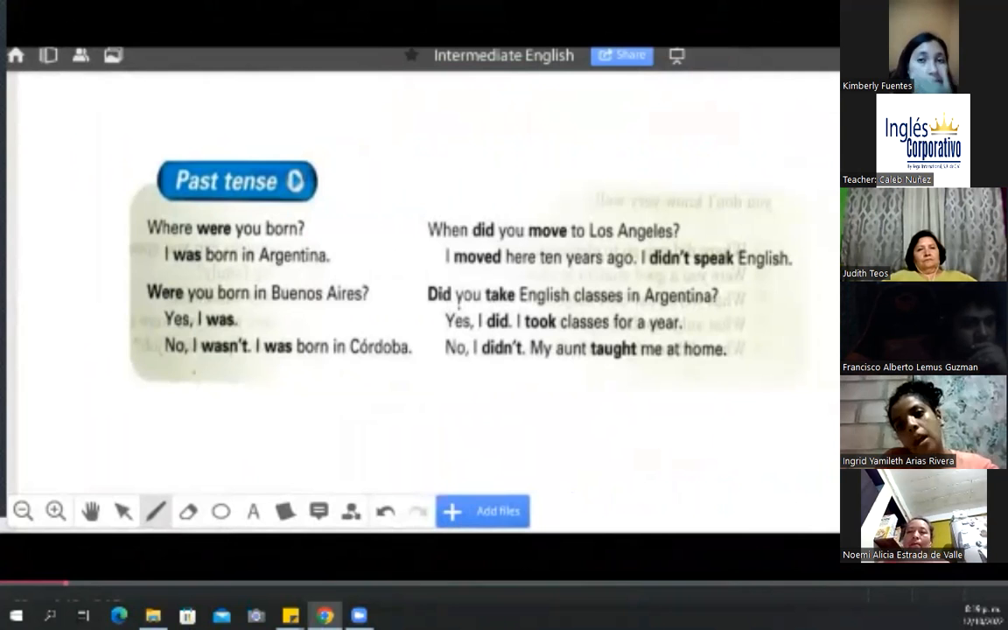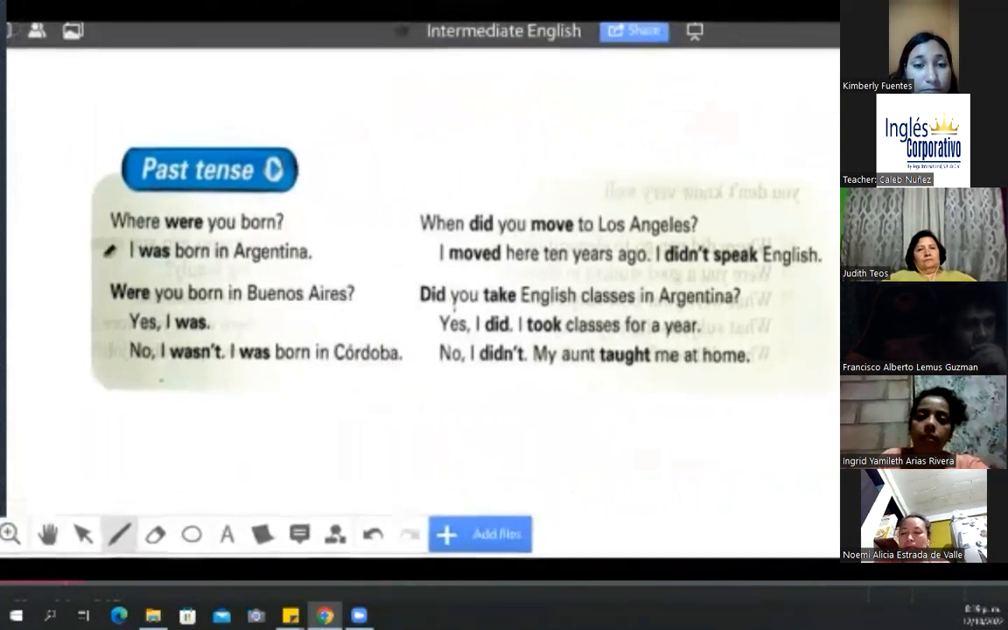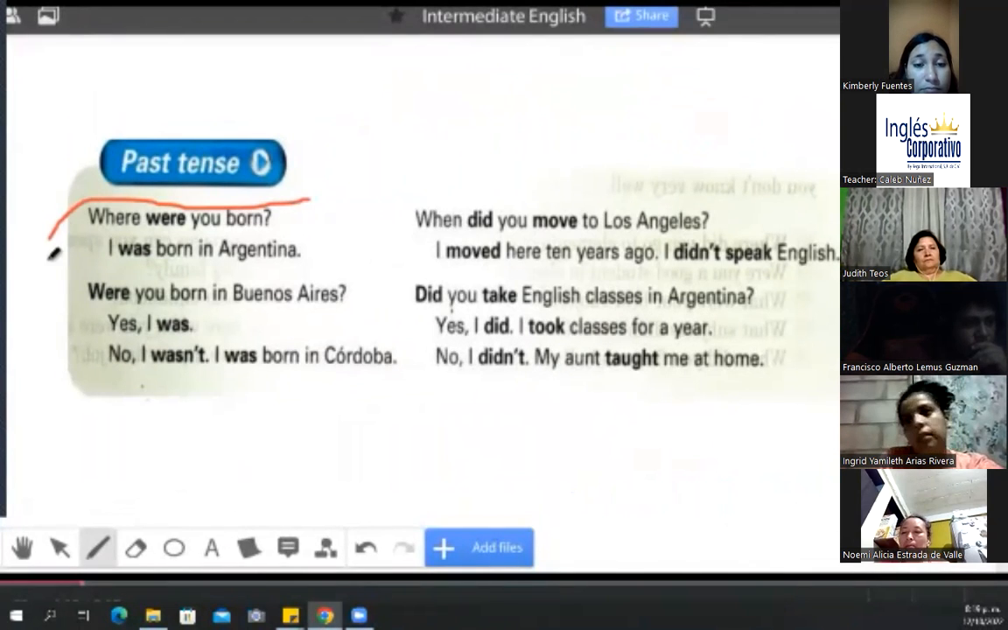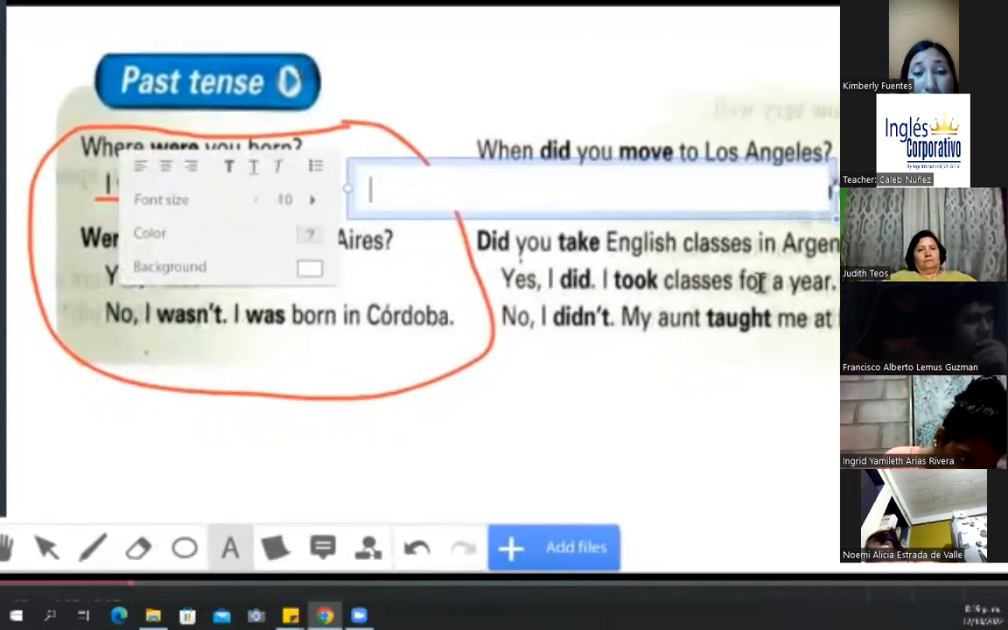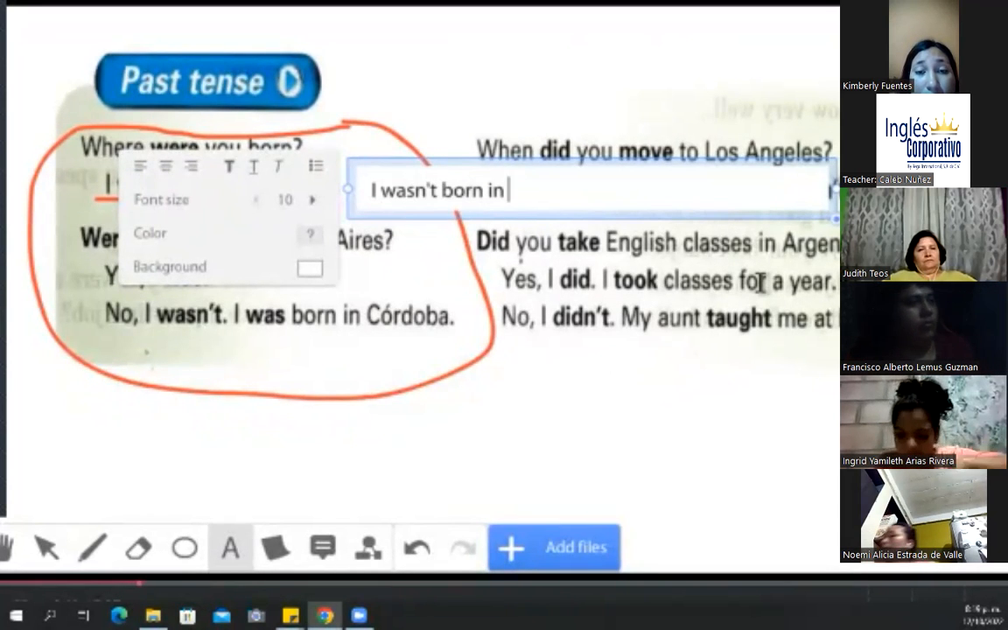Let me get started by quickly explaining this chart. First of all, we're going to talk about this chart, and we're going to quickly focus on the left side of this chart. Okay? So we're going to learn how to make positive statements such as I was born in Argentina, and how to make negative statements such as I wasn't born in, let's say Mexico.